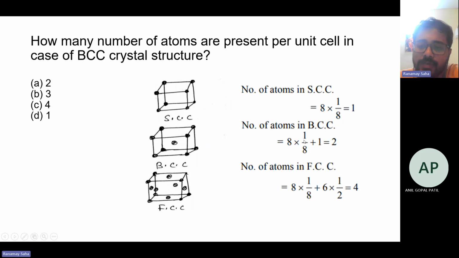Similarly for BCC, you have this one plus one at the center, that is two. And in FCC again you have one from all the corner atoms, and the face atoms are again shared by two side-by-side cells. So a total number of six face atoms, each shared by two. So you have 6 into half. So total effectively comes out to be 4. So here it was asked for a BCC crystal structure, and the answer should be 2.